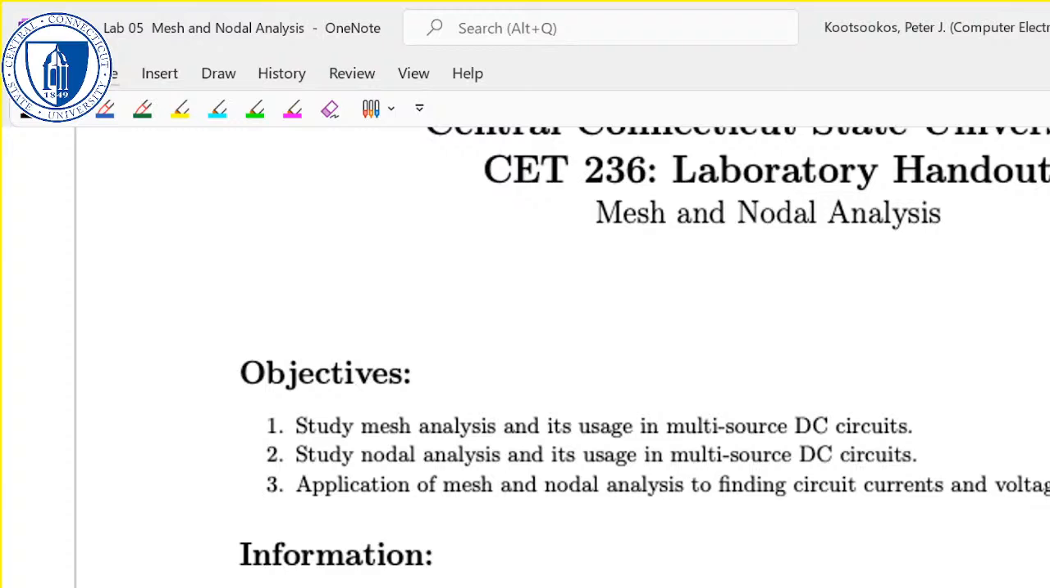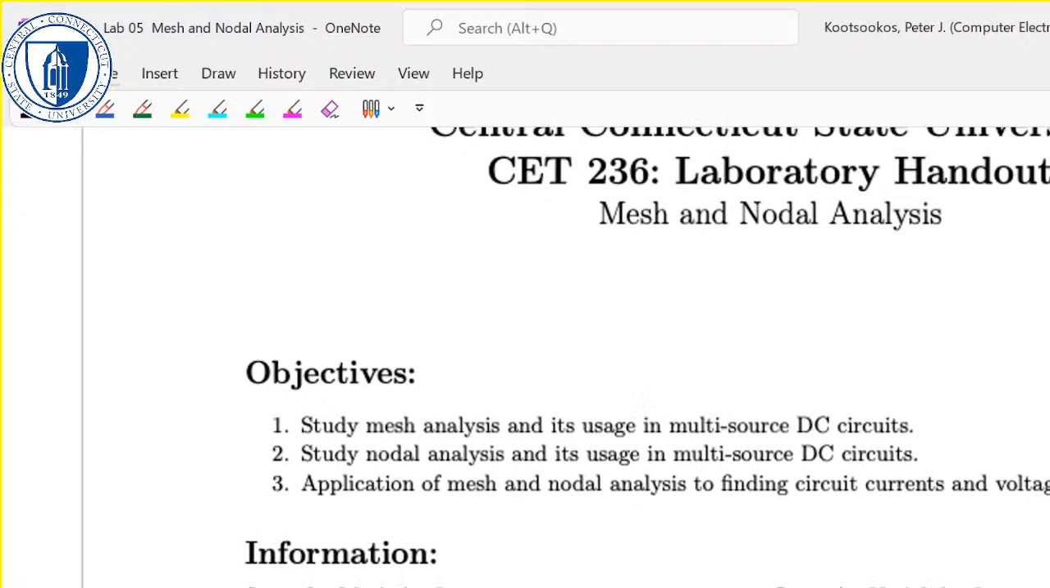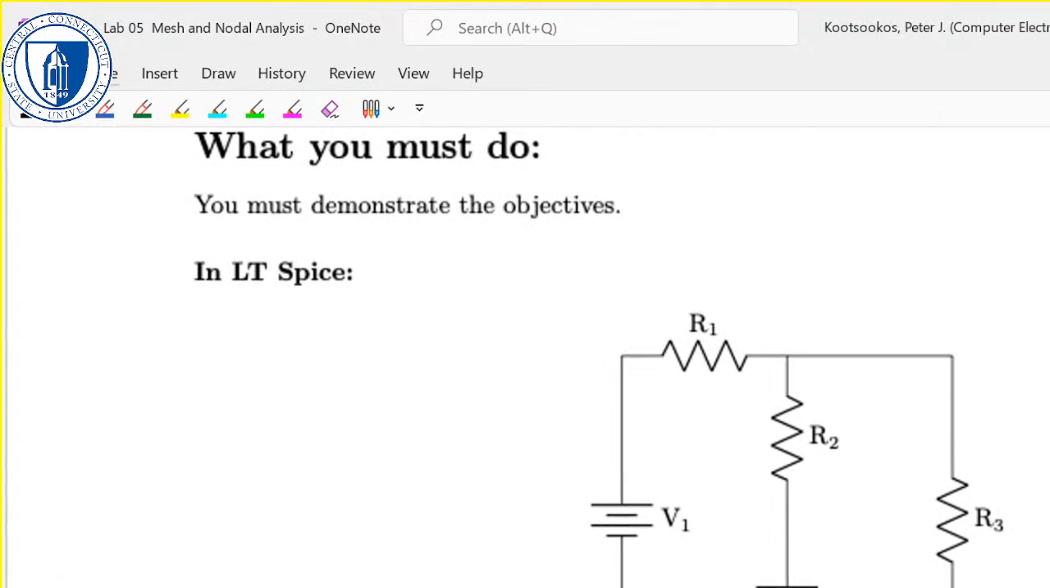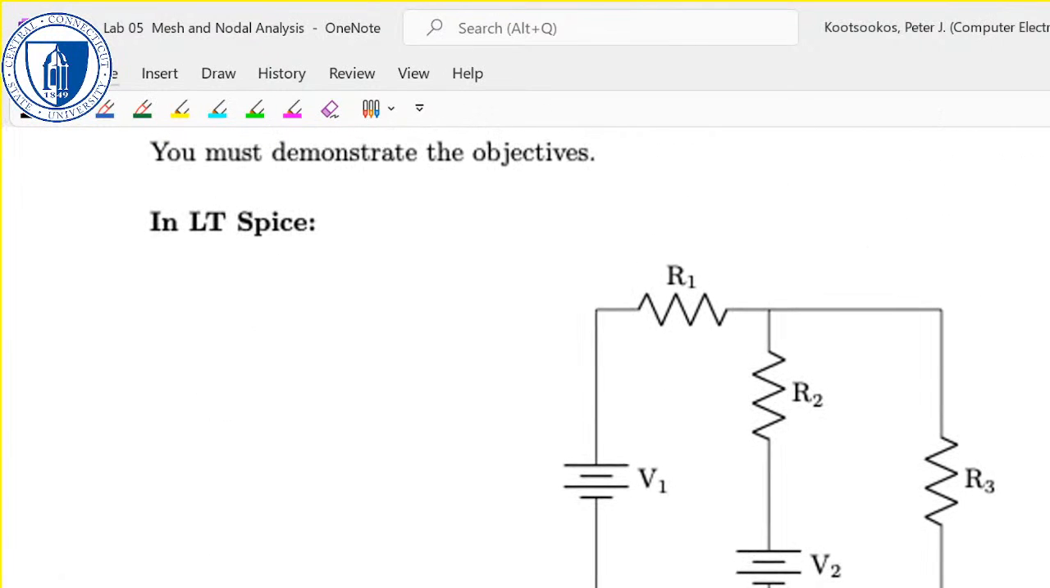So the objectives are to study mesh analysis and its use in multi-source DC circuits, and study nodal analysis. And then I want you to apply mesh and nodal, finding currents and voltages. So for this lab, it's a little bit more complicated than before, only in that we've got now 2 voltage sources.